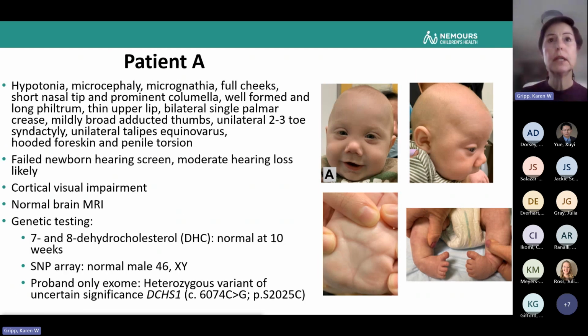When we saw him, in addition to the really distinctive facial features that you might appreciate with the short nasal tip and the really small chin, we also knew about the talipes equinovarus. The patient had in both hands a single palmar crease, which to us is a distinctive finding. So he had a number of physical findings that led us to think he might have an underlying condition, but genetic testing did not identify any specific diagnosis in him. So we could not identify a genetic cause for his findings.